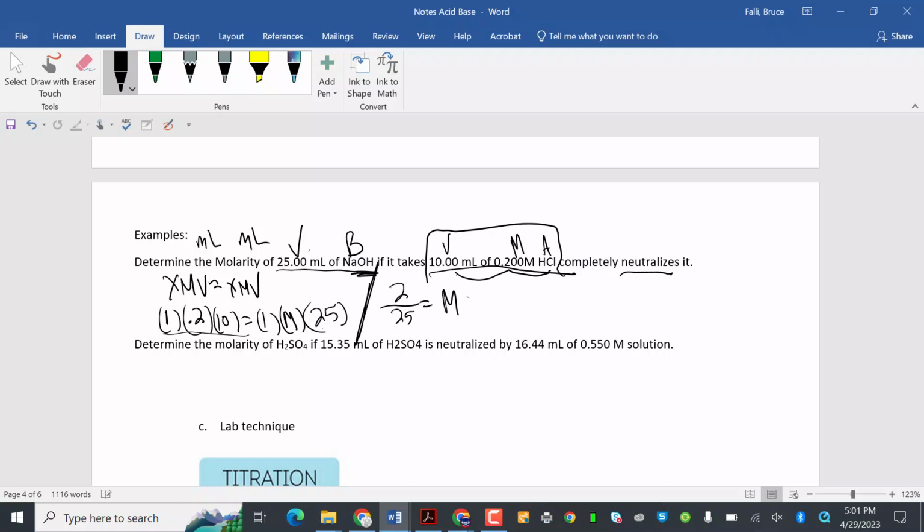So that's M, which is going to be 0.08. Now, notice I've got 3 sig figs. I've got 4. I've got 4. So I need 3.0800 molar of base.